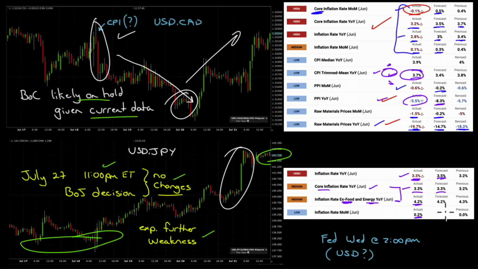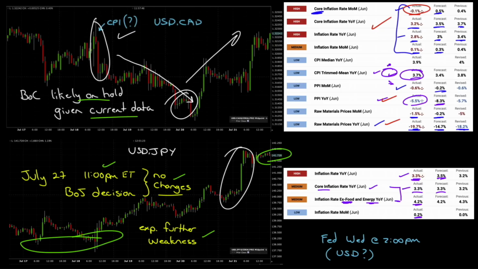Inflation rate month over month 0.2. This is not inflation data, I think, that is going to push the Bank of Japan to do anything just now, especially with the headline inflation rate year over year dropping, and core, and of course the other core coming in as expected. I don't think anything much is going to happen.